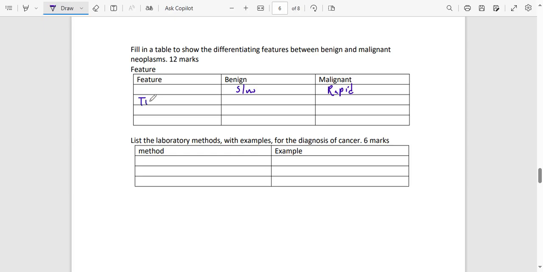There's also tissue invasion. Yes. Thank you so much. So for benign, there is no invasion. For the malignant, yes. Any other? Metastasis. Yes. So there is metastasis in malignancy and not in benign. Any other feature?